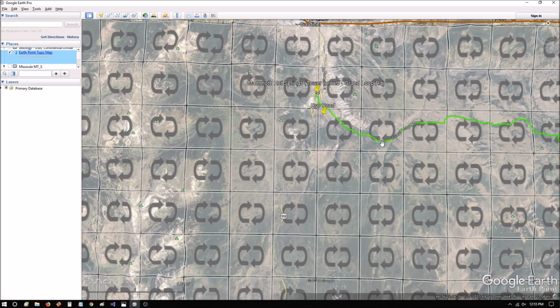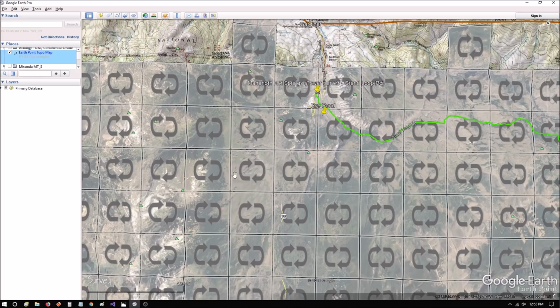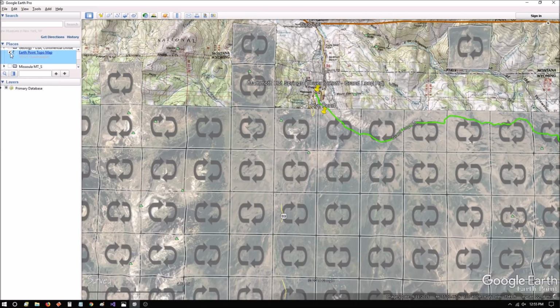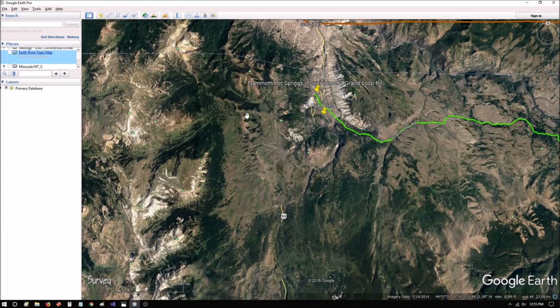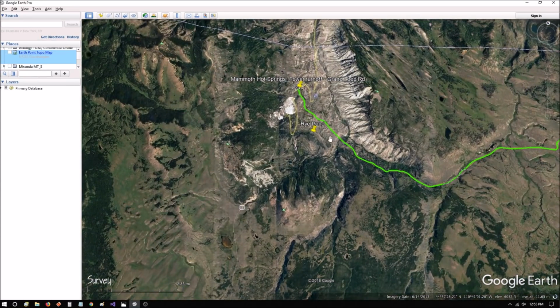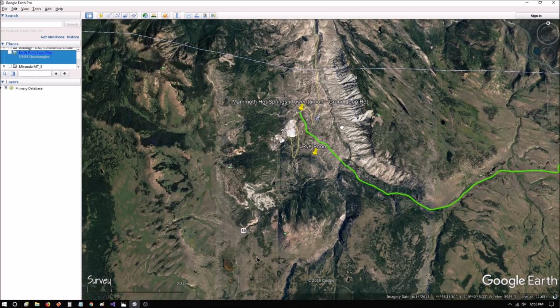But I don't want to keep it on because it actually makes things... Well, first of all, I have it set to really high resolution, and it slows things down and clutters up the display. So unfortunately, you're not going to be able to see the roads. But here we are at Mammoth Hot Springs, and there's quite a few things up here.